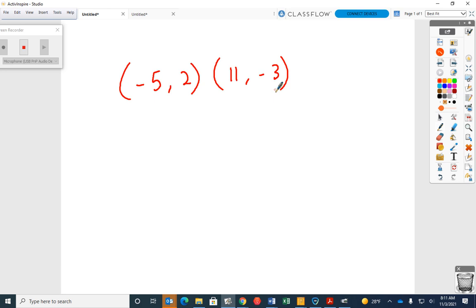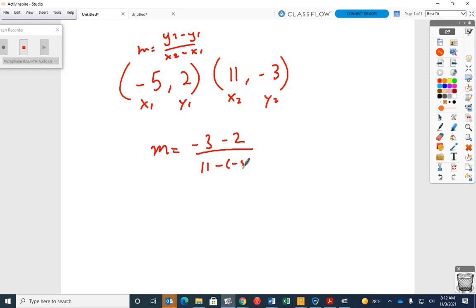Levi, you got an answer? Levi, can you help me with the formula? What is the formula? y2 minus y1 over x2 minus x1. And this is x, y, x, y. Which one's my ones? Those, and this is 2, right? So let's plug them in here. y2 is negative 3 minus 2 over, what's x2? 11 minus negative 5.